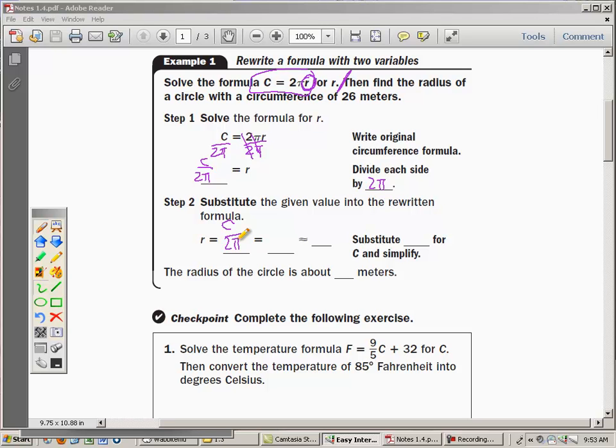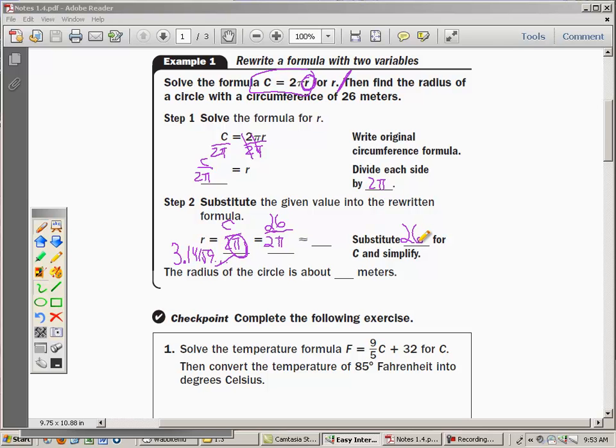Now we're going to plug in that second piece of information: find the radius of a circle with a circumference of 26 meters. So 26 divided by 2 pi. Please keep in mind that pi is not a variable. It's not an unknown quantity. We know that pi is 3.14159 and so on. It is an irrational number that is non-repeating and non-terminating. That value is stored in our calculator already. So we're going to substitute 26 in for circumference and simplify.